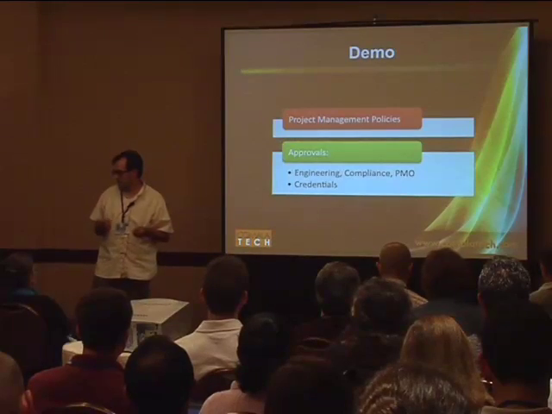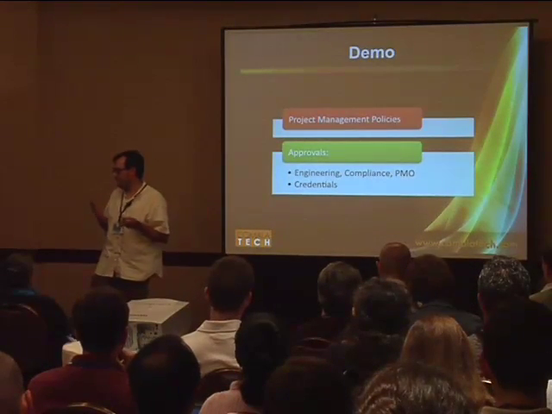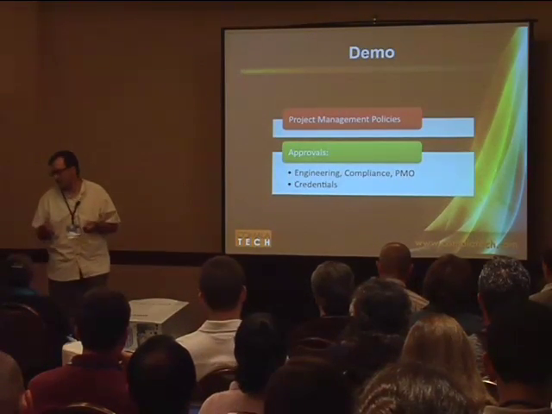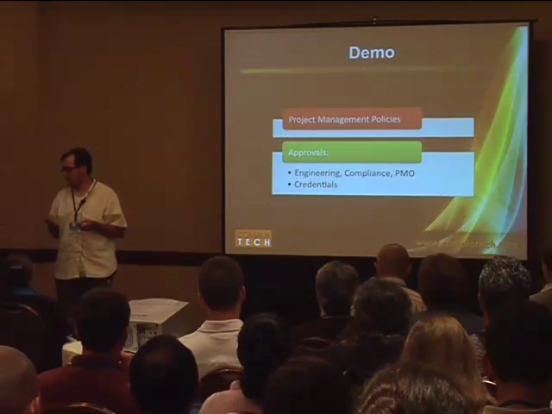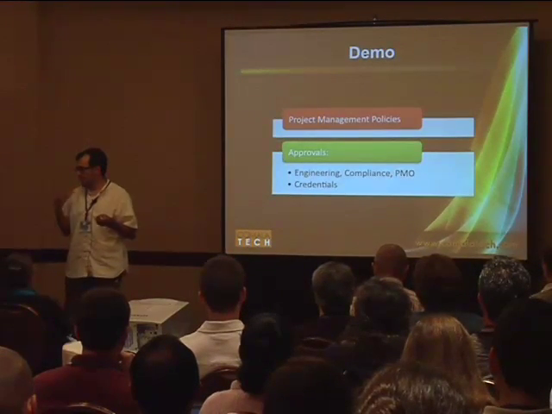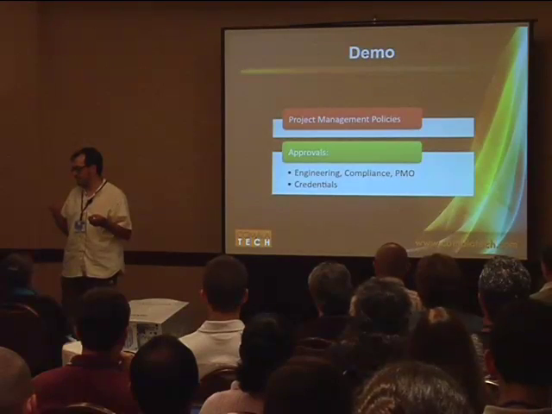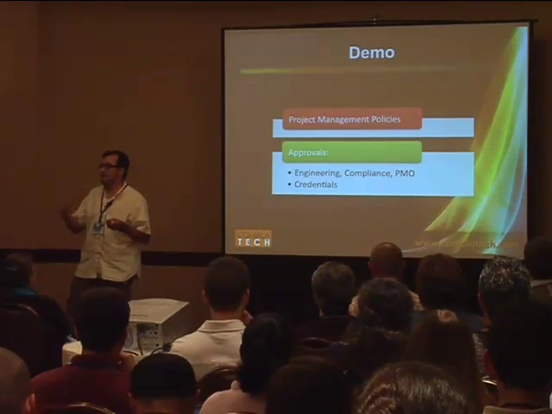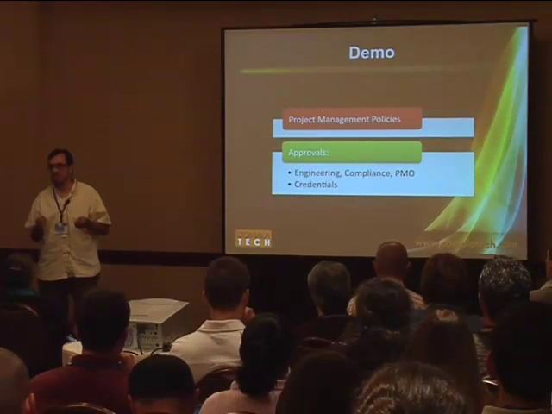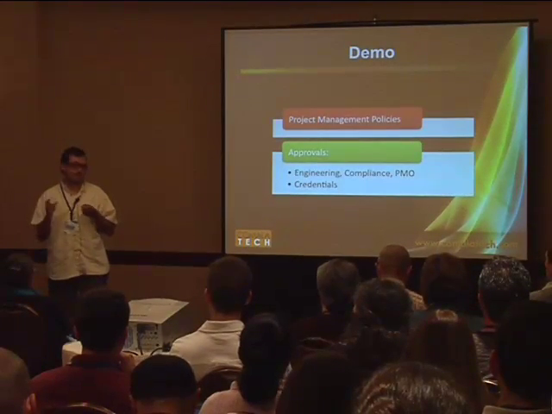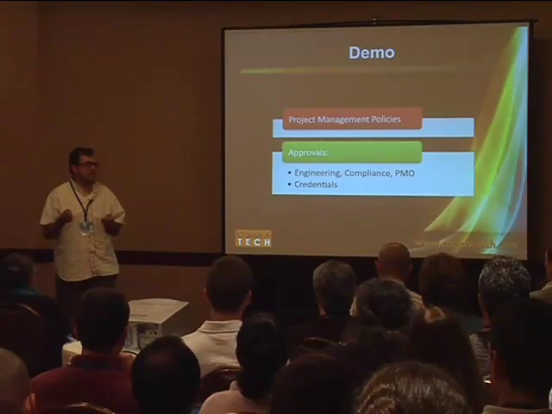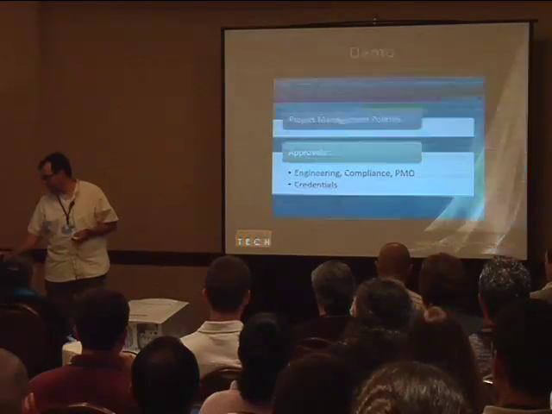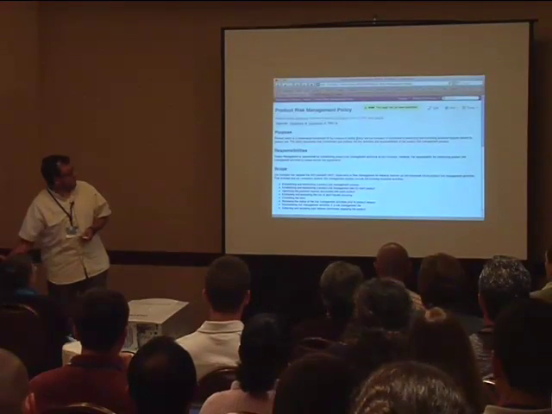So I'm going to go through a couple of examples. This is going to be very simple. It's about managing the project management policies, right? It requires 3 approvals from 3 different departments: engineering, compliance, and PMO. And they will have to provide credentials for digital signatures. The digital signature will be handled as user ID and password. So let me start. How's that looking?